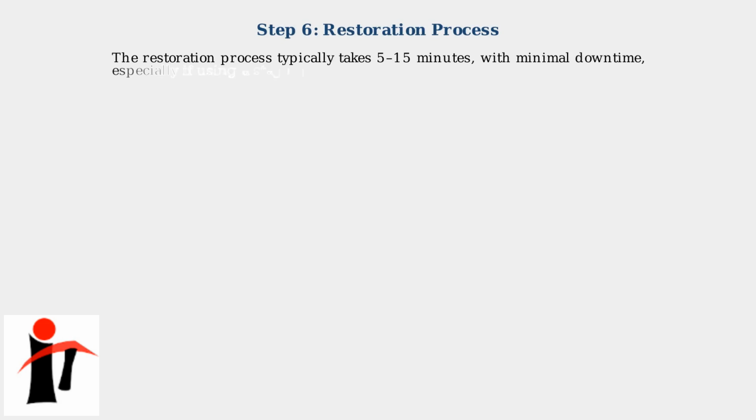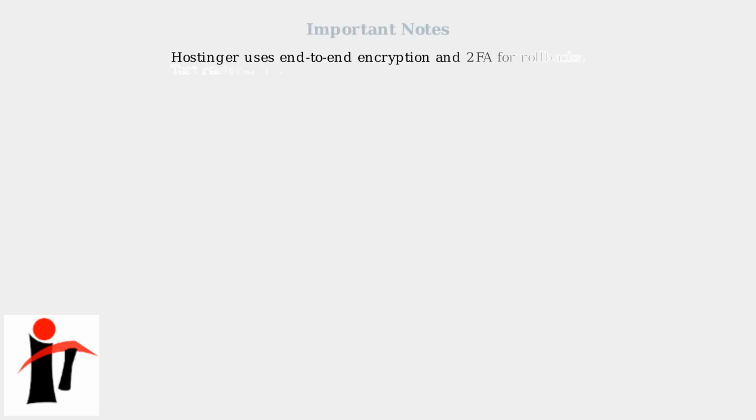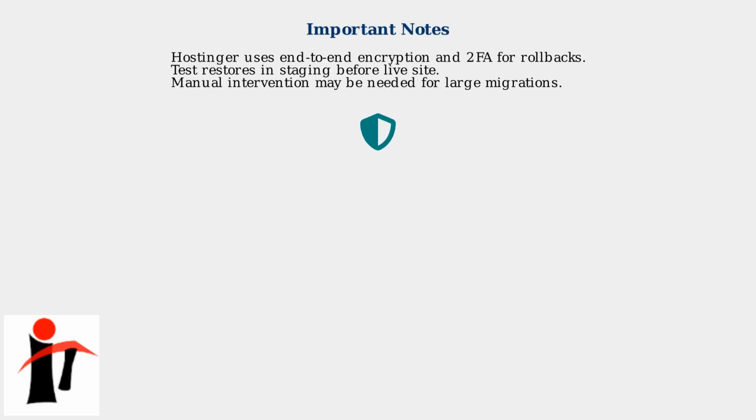The restoration process typically takes 5 to 15 minutes, and downtime is usually minimal, especially if you're using a staging environment. Remember, Hostinger has implemented security upgrades like end-to-end encryption and two-factor authentication for rollback actions. But it's always wise to test restores in a staging environment before applying them to your live site. Note that manual intervention may be required for large-scale migrations from other builders, though automated tools have greatly reduced this time.